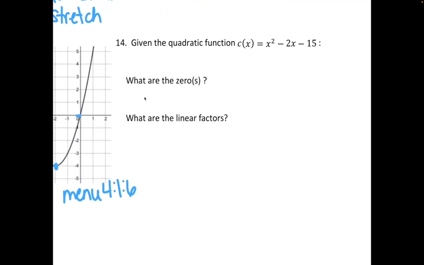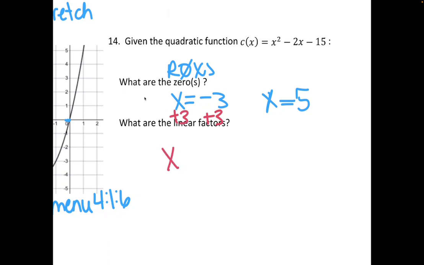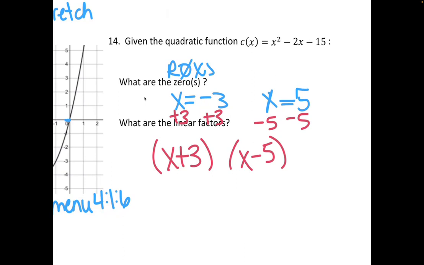Number 14, more of the same, right? Graph this. It's already set equal to 0, which is very nice. And we get x equals -3 and x equals 5. So for my linear pairs, again, I'm just going to move everything to the same side. So x plus 3 and x minus 5. Those would be our linear pairs. So remember those linear pairs, you need to take your roots and then move everything so it's equal to 0.